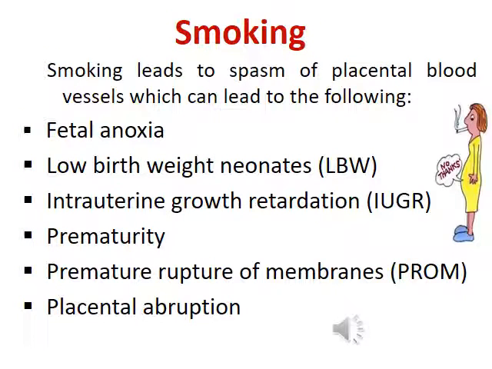Smoking. Smoking leads to spasm of placental blood vessels, which can lead to the following: fetal anoxia, low birth weight neonates, LBW, intrauterine growth retardation, IUGR, prematurity, premature rupture of membranes, PROM, and placental abruption.